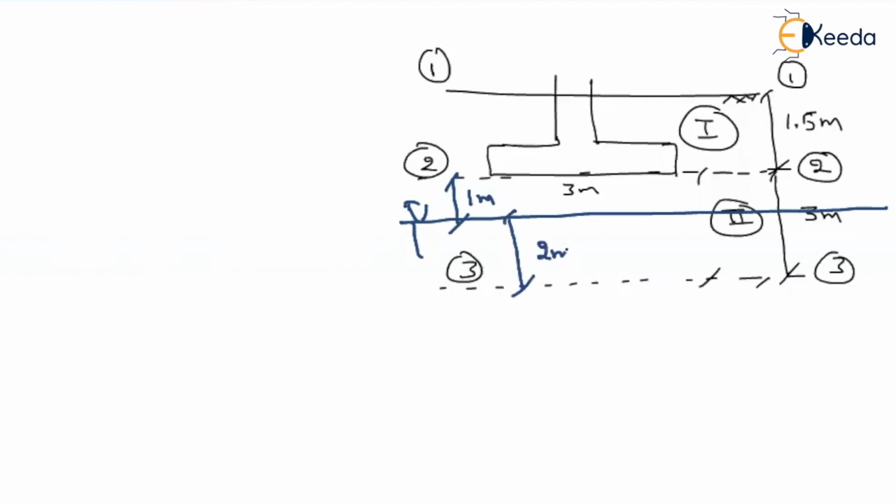That means from here to here, 2 meter. So if your water table is in zone 2, which term will be affected? The width term will be affected, but the depth term will remain constant. So in this portion, we have to consider the dry weight. In this portion, we have to consider the submerged weight. That's it. Everything else will remain the same.